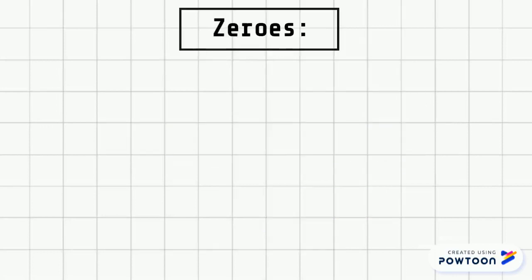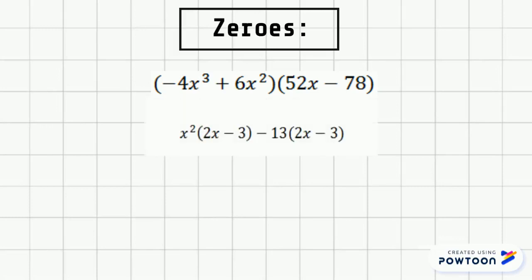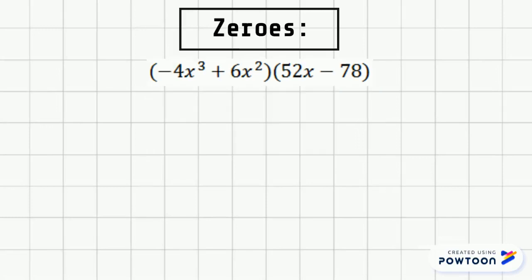Since the equation is written in standard form, you still have to factor it. Divide the equation into pairs and find their common factors. So you now have x squared (2x minus 3), negative 13 (2x minus 3). For numbers 4 and 6, they have a common factor of 2 and x squared, so you have to put their common factor outside the parentheses. The same with numbers 52 and 78, their common factor is negative 13.